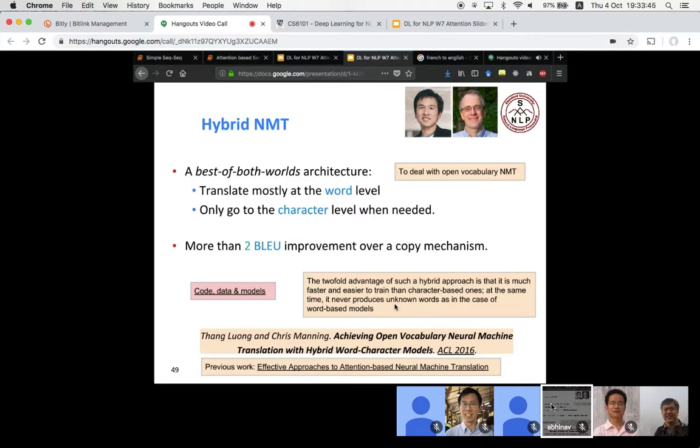They build a hybrid model. So they do word level first, and then they try to do character level when the word is unknown. They have all the code, data and models published on the Stanford website. The advantage of this model is that it's a hybrid model, so it's faster. You do things on word level first, and then character level. It also doesn't have the unknown word in the end, because all the unknown words are processed in the second step and generated by the character level generator.